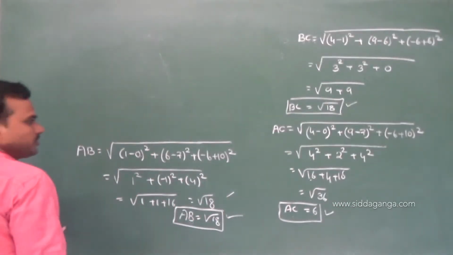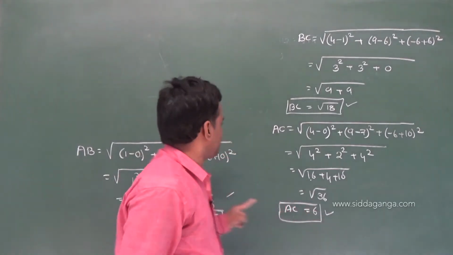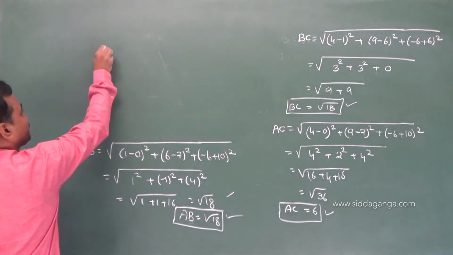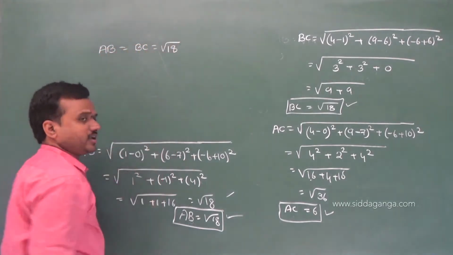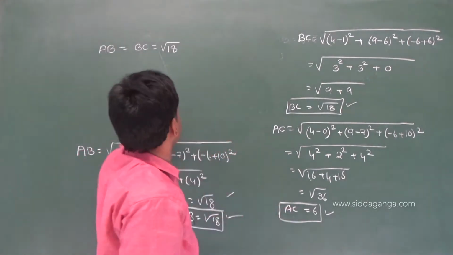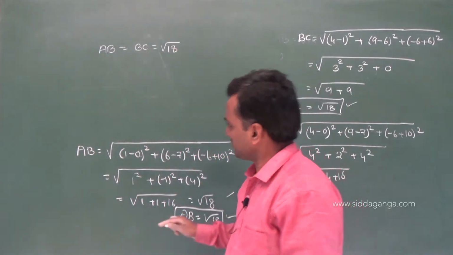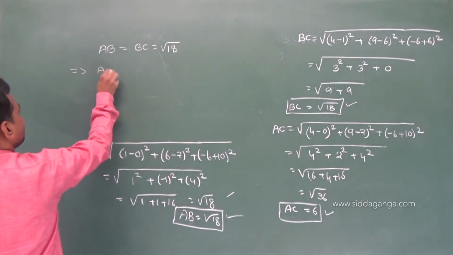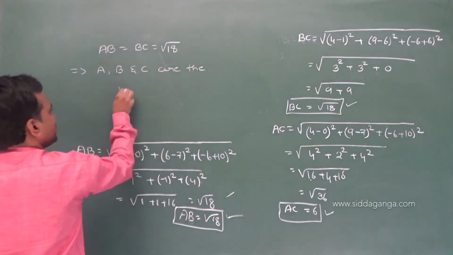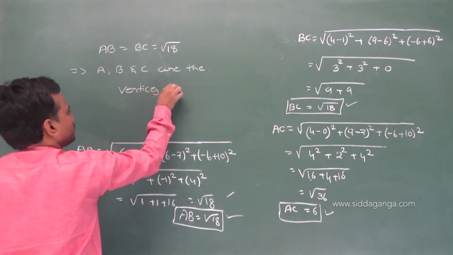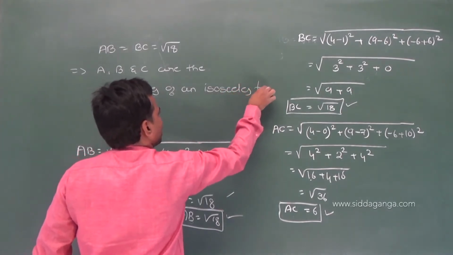So here, among 3 values, AB, BC and AC, if any 2 values are equal, here what? AB is equal to BC is equal to what? Root 18. So if this condition satisfies, then that implies the given points A, B and C are the vertices of an isosceles triangle.